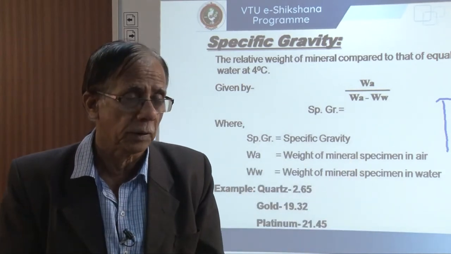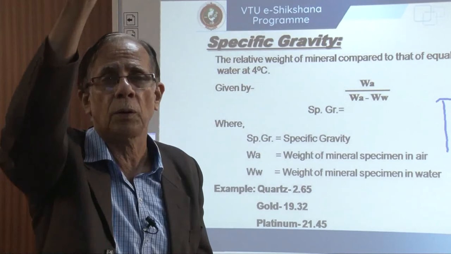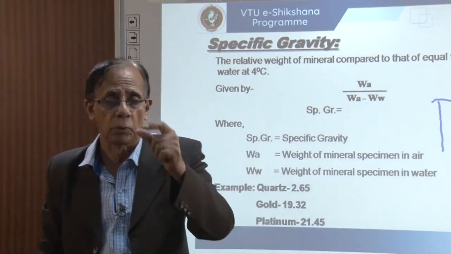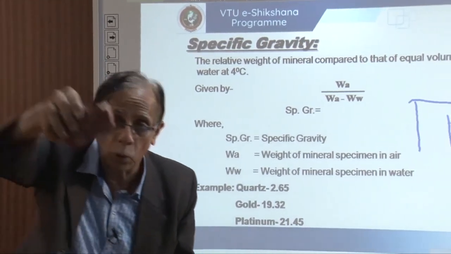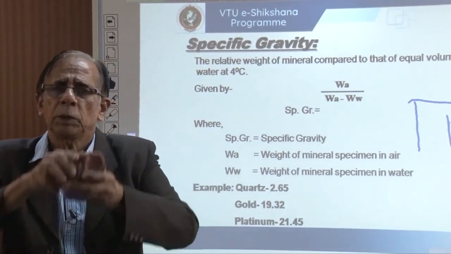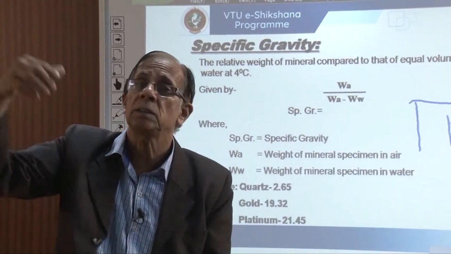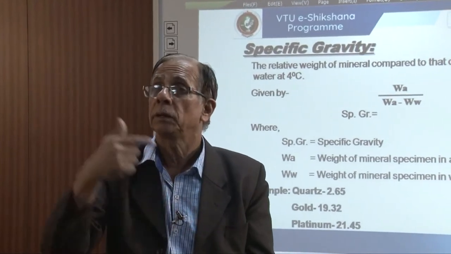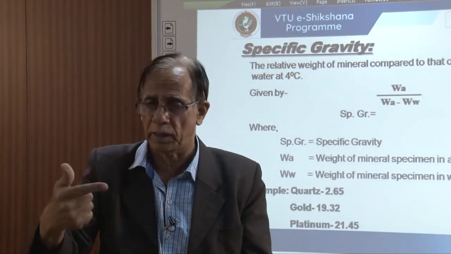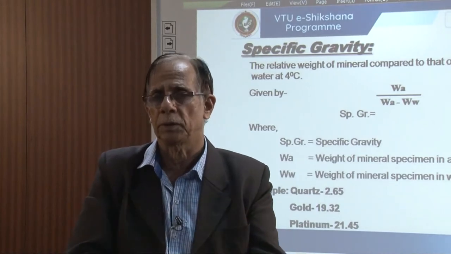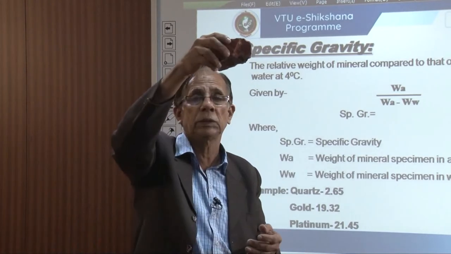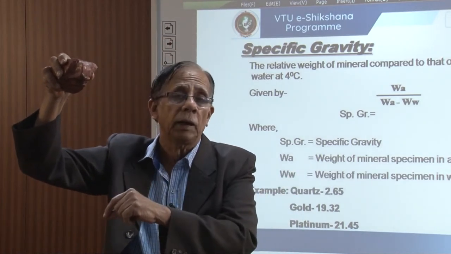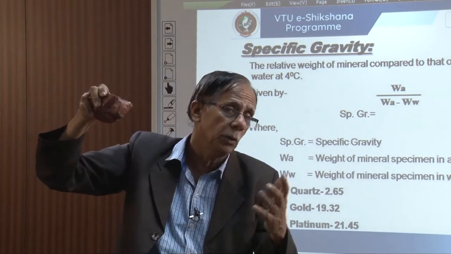How do I define medium or low? There are several standard liquids. Say bromoform is a liquid. If I drop my specimen in the bromoform and the specimen sinks, it is heavier than the bromoform, and its specific gravity is more than that of the bromoform, that is 2.9. I call it high specific gravity. If the mineral floats, its specific gravity is lower than 2.89. It may be medium or low.